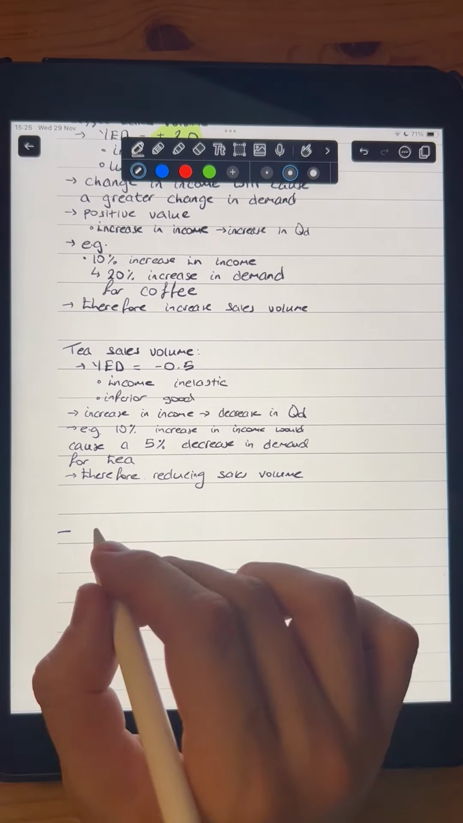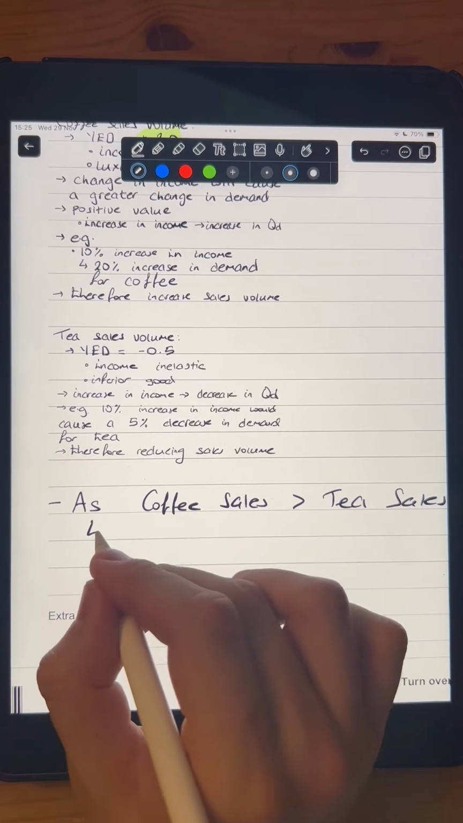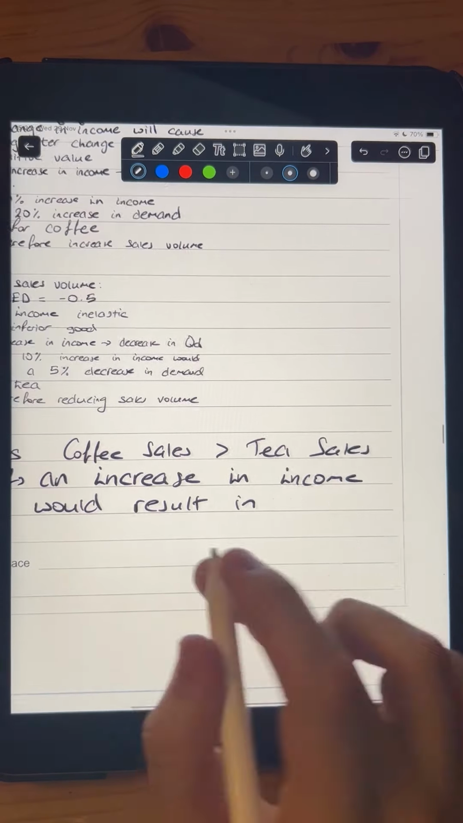However, the question states that the sales volume for coffee is several times greater than tea. Therefore, the cafe should see an overall increase in their sales volume if consumer income rises.